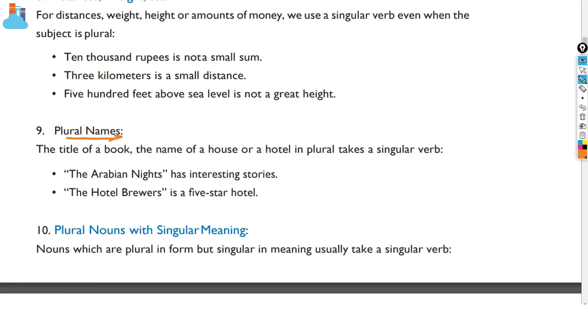So many times what happens, we see the title of a book, the name of a hotel, the name of a story book, and we see the use of s after the name, and then we get very confused whether the verb will be singular or plural. In order to clear that, let us see this. The title of a book, the name of a house or a hotel in plural takes a singular verb. So this is also an exceptional formula.